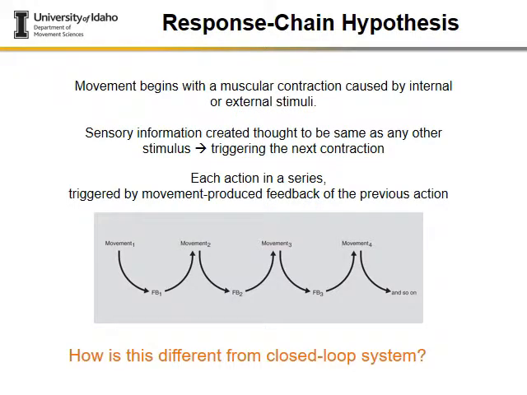Then that is how this is different from the closed loop system. Instead of the feedback manipulating the current pattern and trying to just adjust it, the feedback produced is the outcome of the previous movement that triggers some sort of movement pattern to go forward.